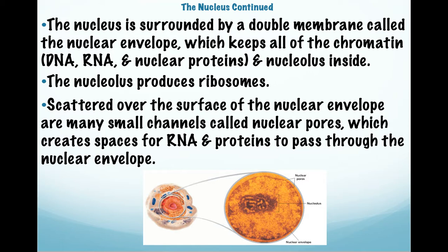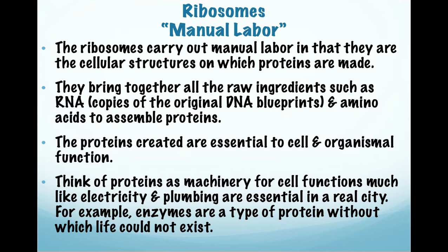And scattered all over the surface of the nuclear envelope are little tiny holes called the nuclear pores. And our nuclear pores are what allow our ribosomes, our proteins, and our RNA to come out of the nucleus.